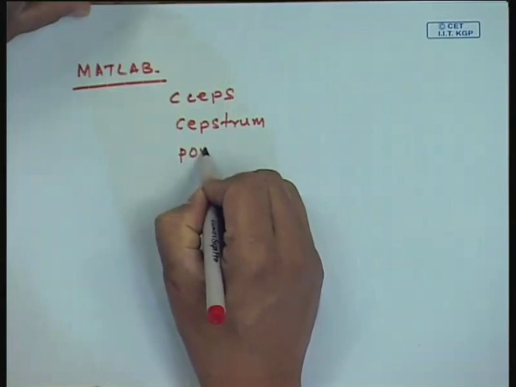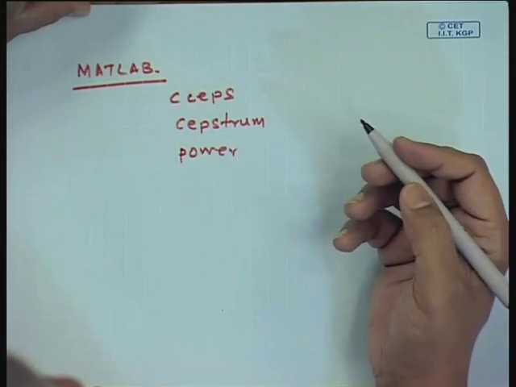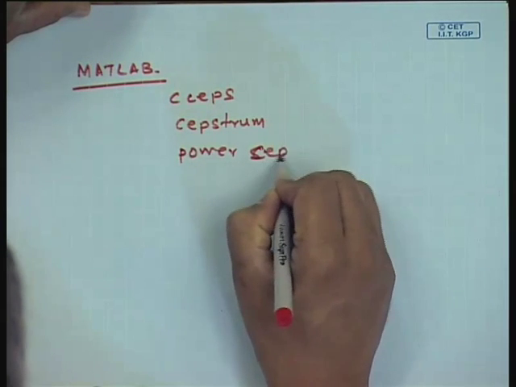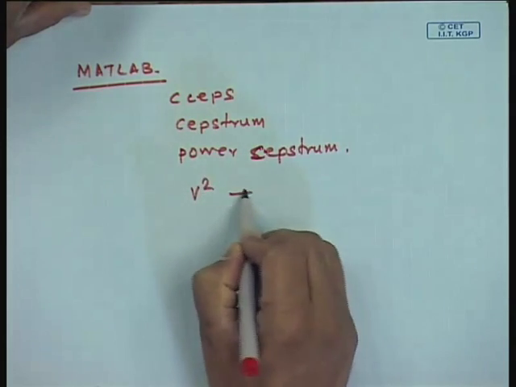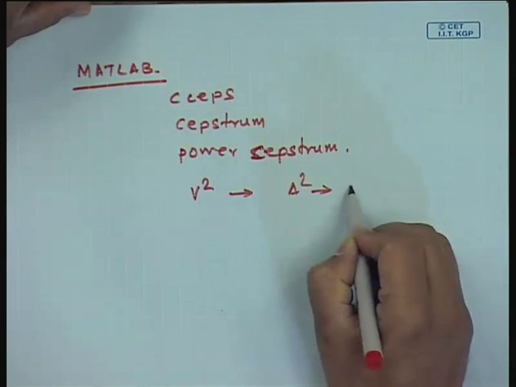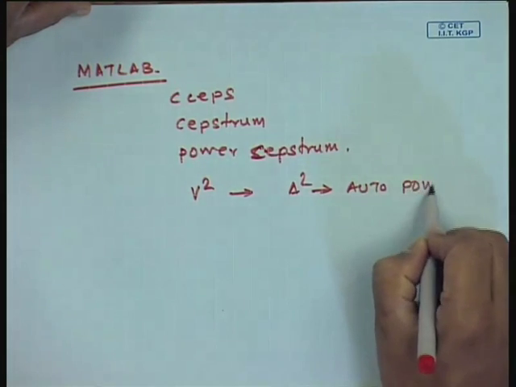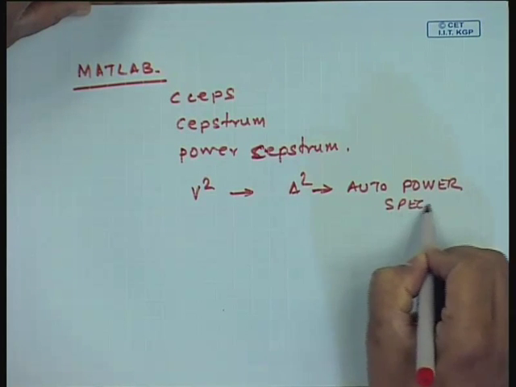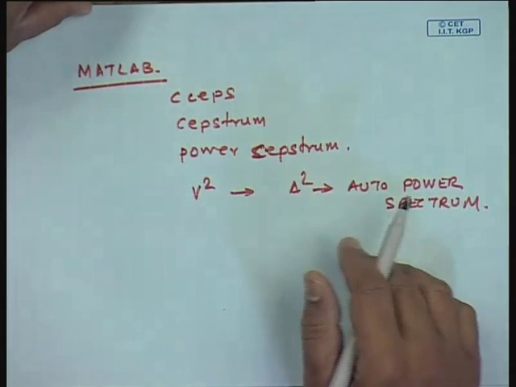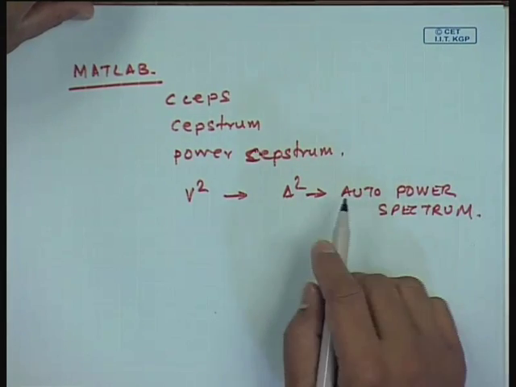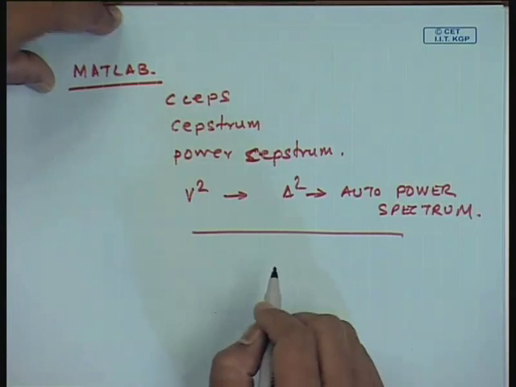So, there are many ways by which people represent the data out of a Cepstrum. Okay. And sometimes they call it a power spectrum. If you are dealing with a power signal, an auto power spectrum, then you will have a power Cepstrum. Okay. Because if there is a voltage square term or an amplitude square term, I can call it an auto power spectrum. If I do a Cepstrum of an auto power spectrum, it will become what is known as a power Cepstrum. Okay. There are different ways of representing this data.